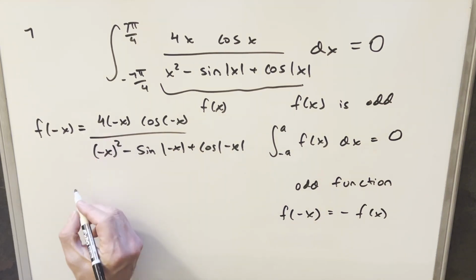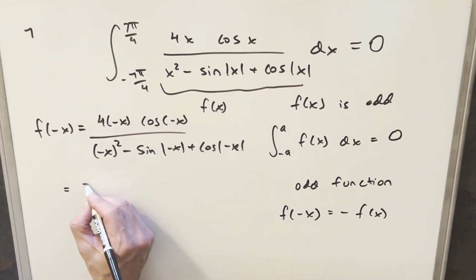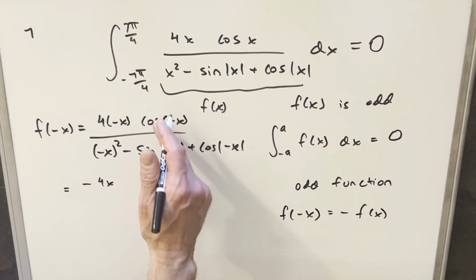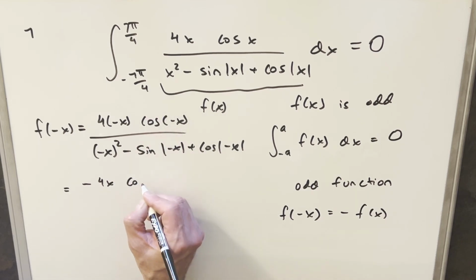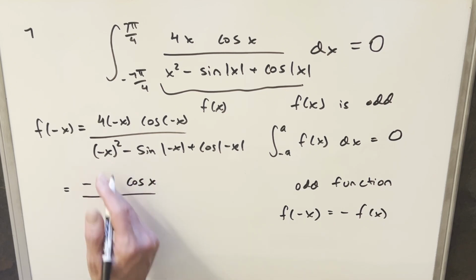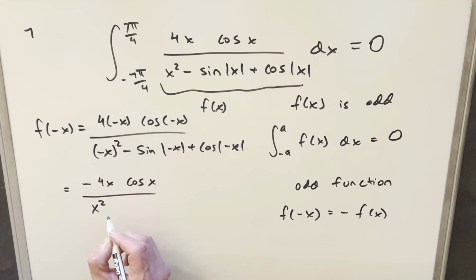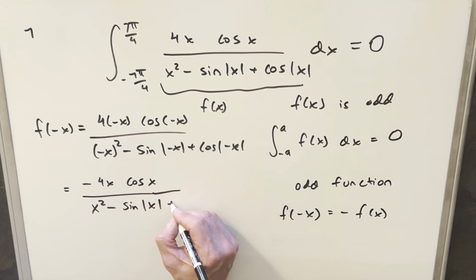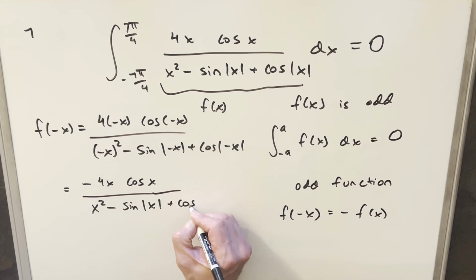Then just simplifying this, 4 times minus x I can write as minus 4x. Cosine of minus x, cosine's an even function, so this actually can be written as just cosine of x. Minus x squared is x squared. I can write this as sine of the absolute value of x, and the same thing here. Inside the absolute value, we can write this as just cosine of the absolute value of x.